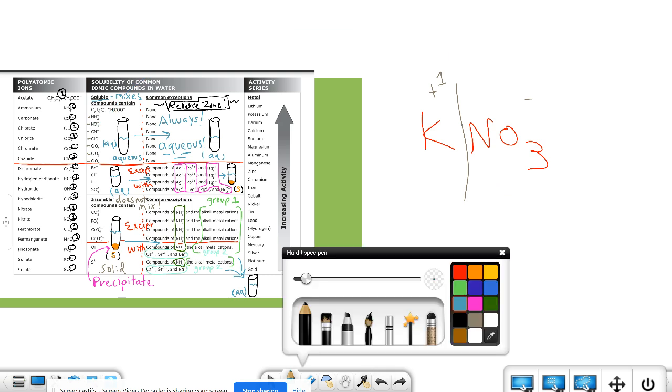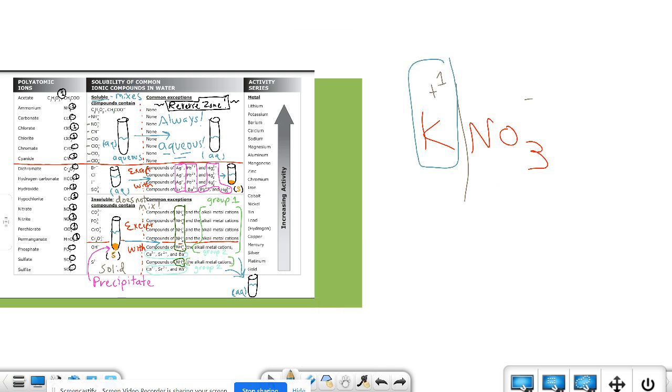The other thing you can also look at is, do you have a group one metal? Because if you do, AQ. If it's in group one, slap AQ because it's not going to be interesting. You're just going to see liquidy liquid, nothing that you want to see.